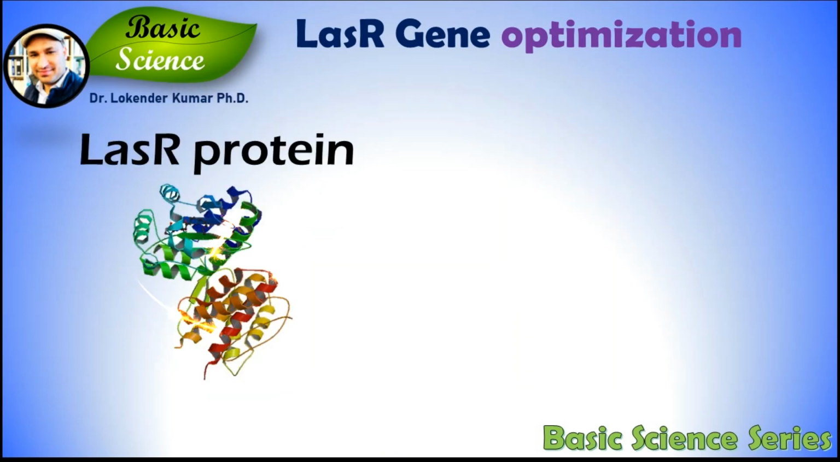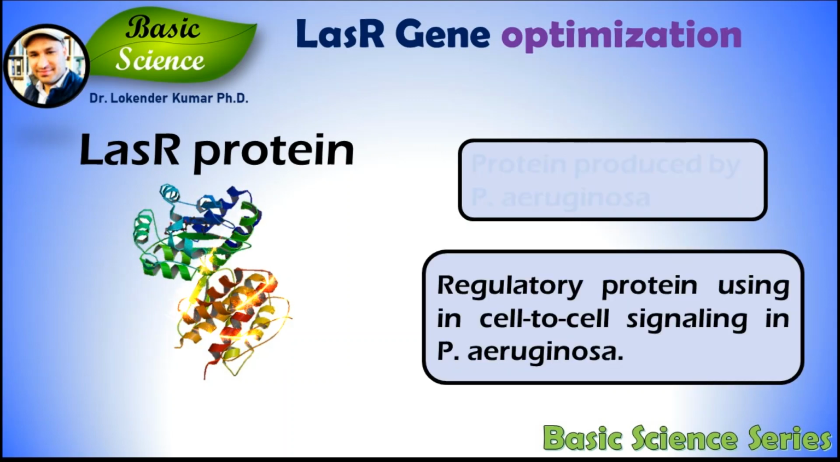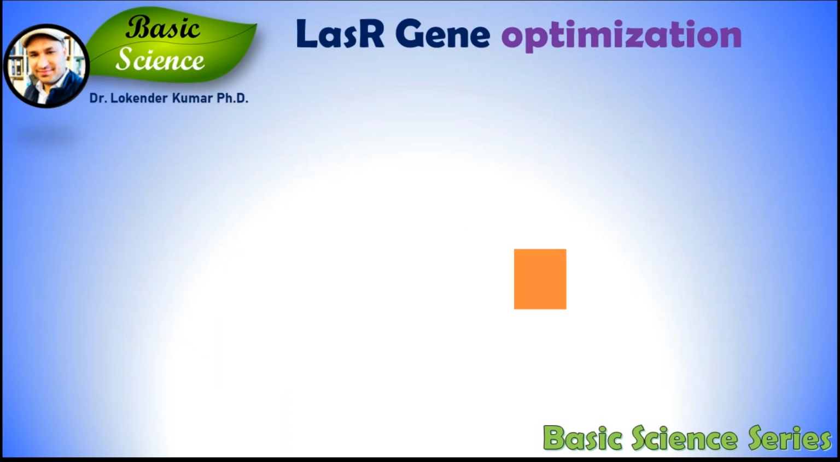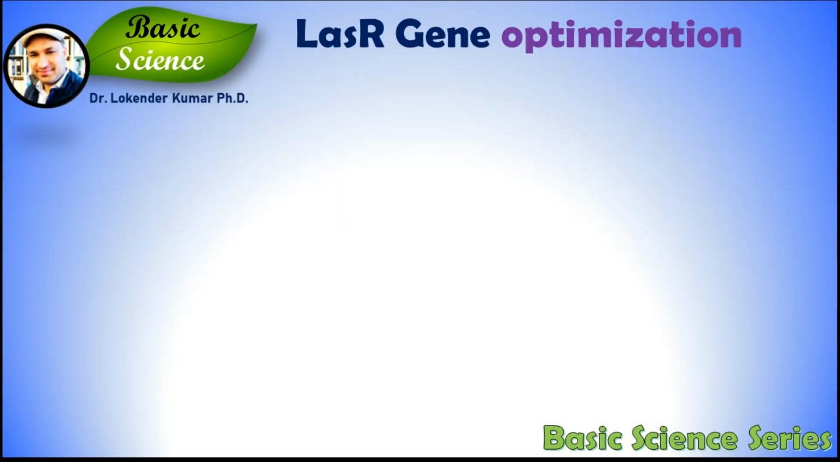Alright, let's start with LasR protein. This is one of the proteins produced by Pseudomonas aeruginosa. It is a regulatory protein which is used in cell-to-cell signaling in Pseudomonas aeruginosa. Since we are taking LasR as an example here, I will not go into detail about the LasR protein structure and function. Coming to the first part, that is how to find a gene sequence.